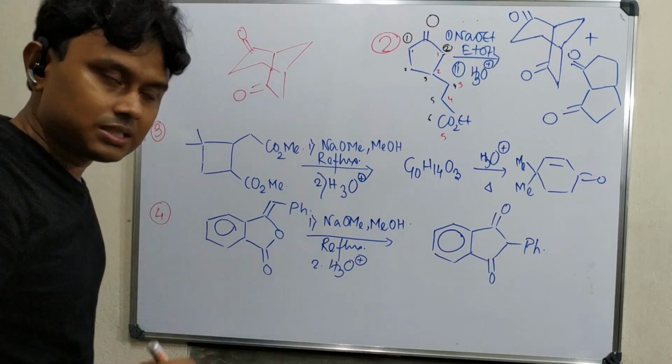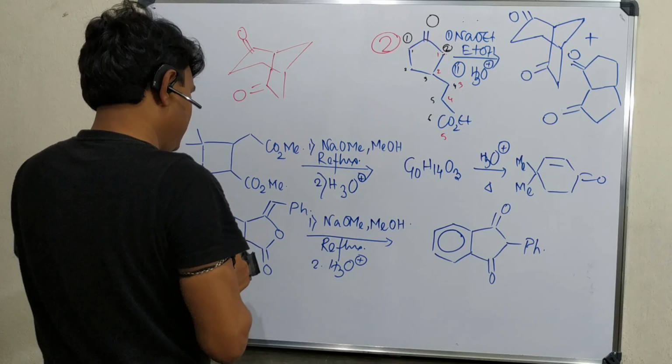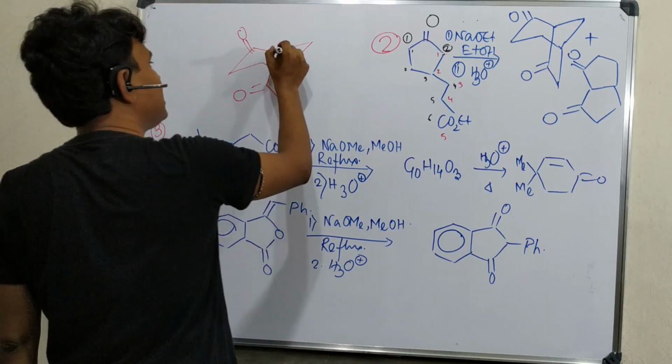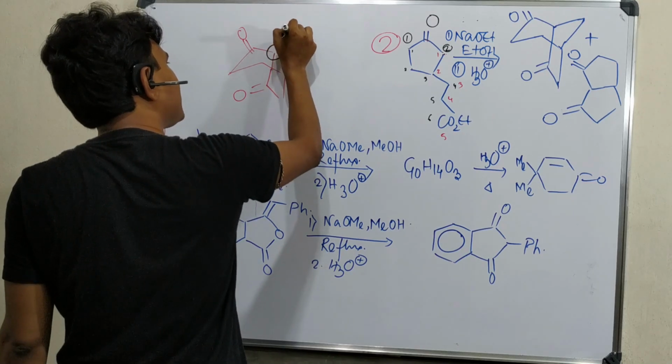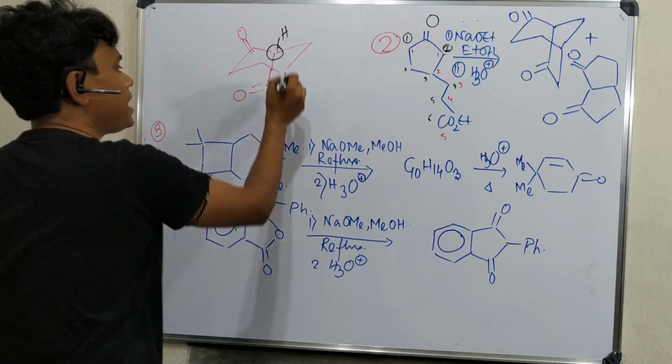Now you can see the active methylene, meaning the second step for the Claisen condensation to be irreversible, is this one. Okay, this one. And that would require abstraction of this proton from this bridgehead position.